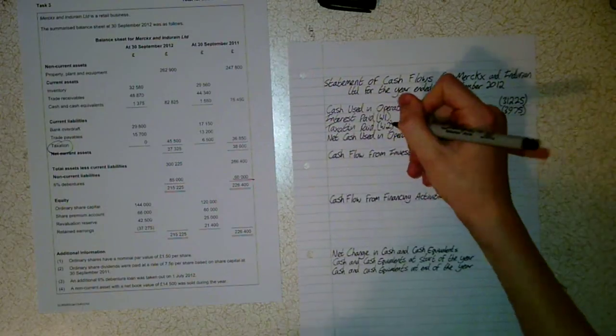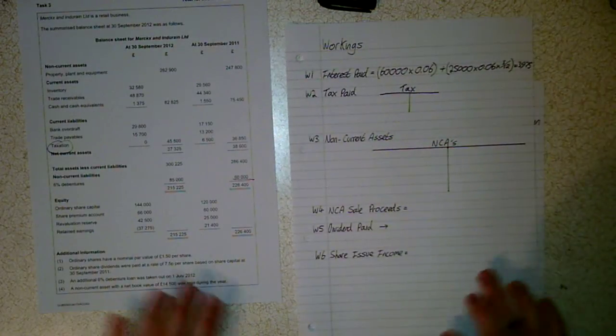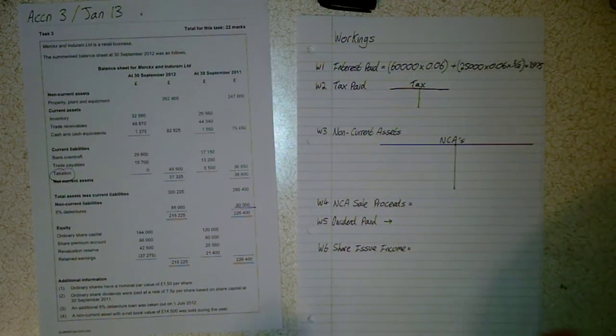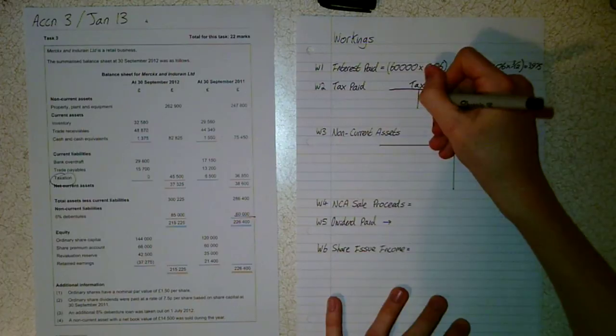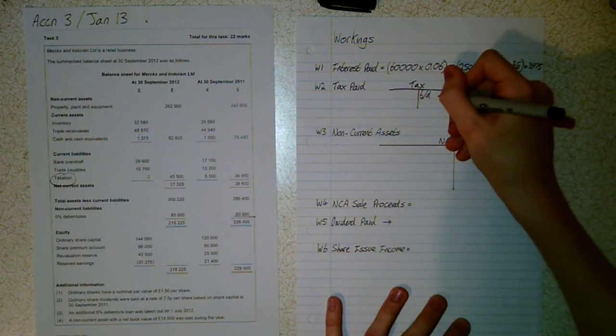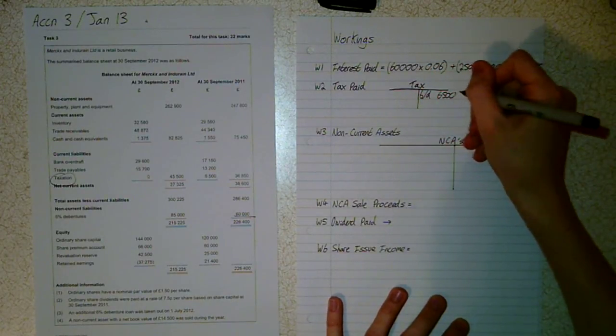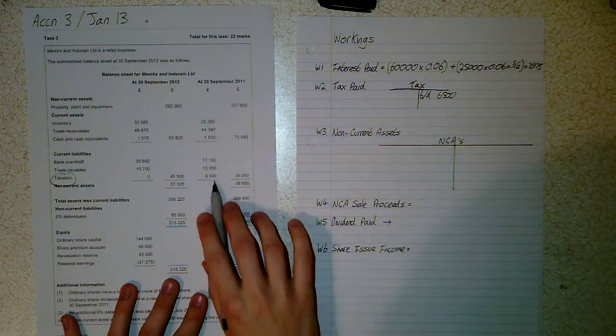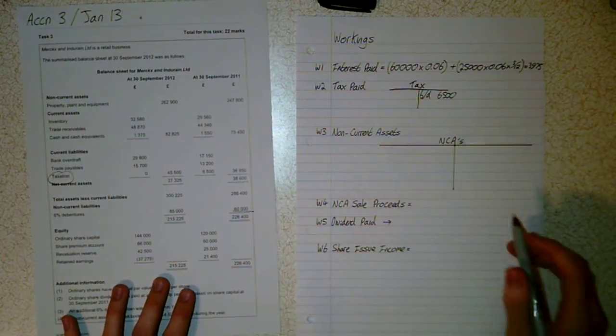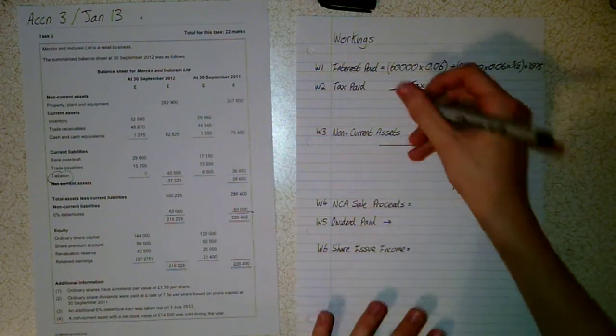Working 2 is taxation. So what I like to do when I'm working out tax is use a T account. So tax is a liability, and we know that liabilities go up on the credit. So the brought down for tax is going to be 6,500 on the credit. So at the start of this year we have the closing figure for the previous year. So 6,500 is the brought down, and we know our carried down is 0.